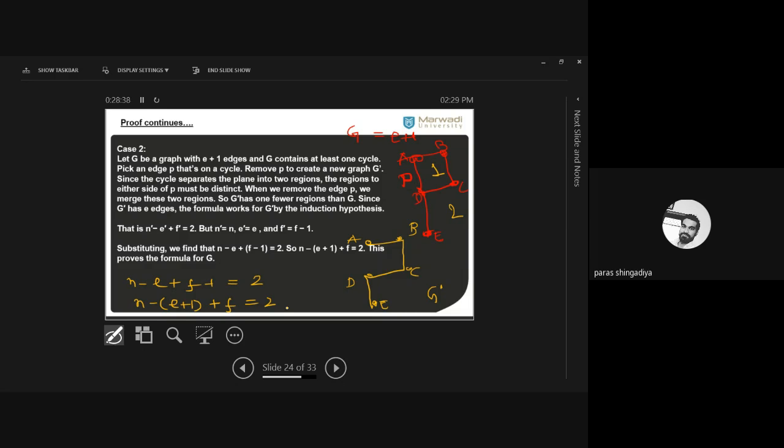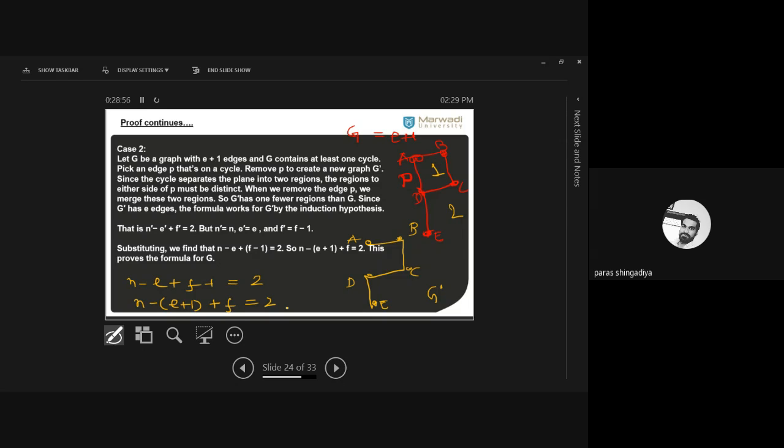What is the data we have? You have this result. As per the supposition, that is equal to 2. Clear? So we use both sides and we will prove it, that is n minus E plus 1 plus F is equal to 2. So now check this result.